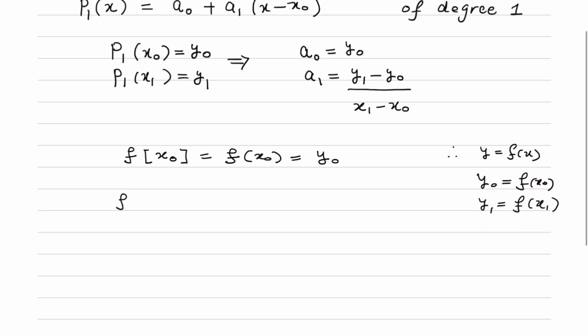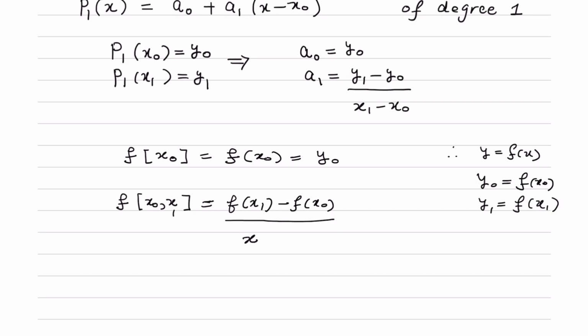Also, if we have two x coordinates inside the square bracket, then by definition of divided difference operator, we can write f of x0, x1 as f on the last x, which is x1, minus f on the first x, which is x0, divided by the difference between the last x and the first x.